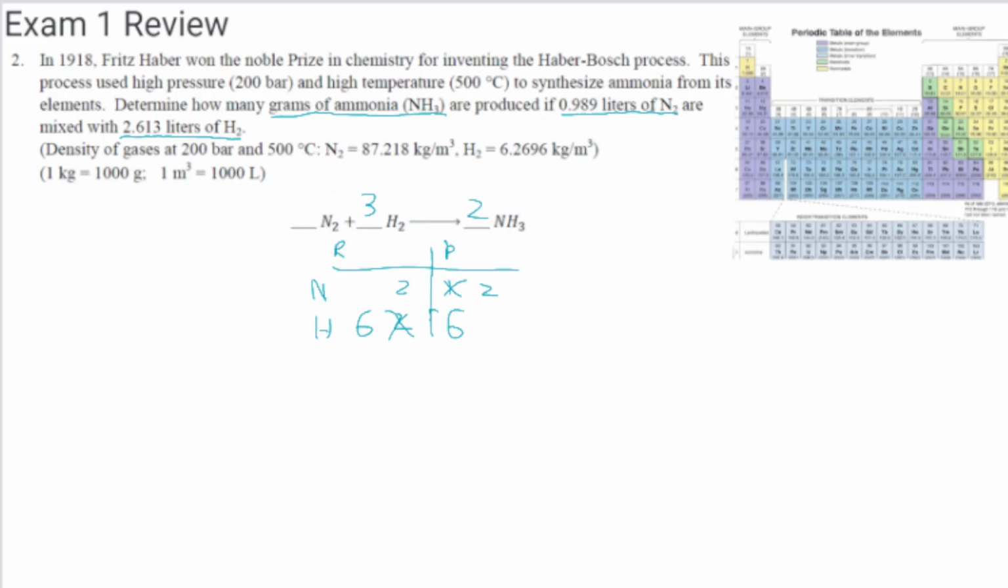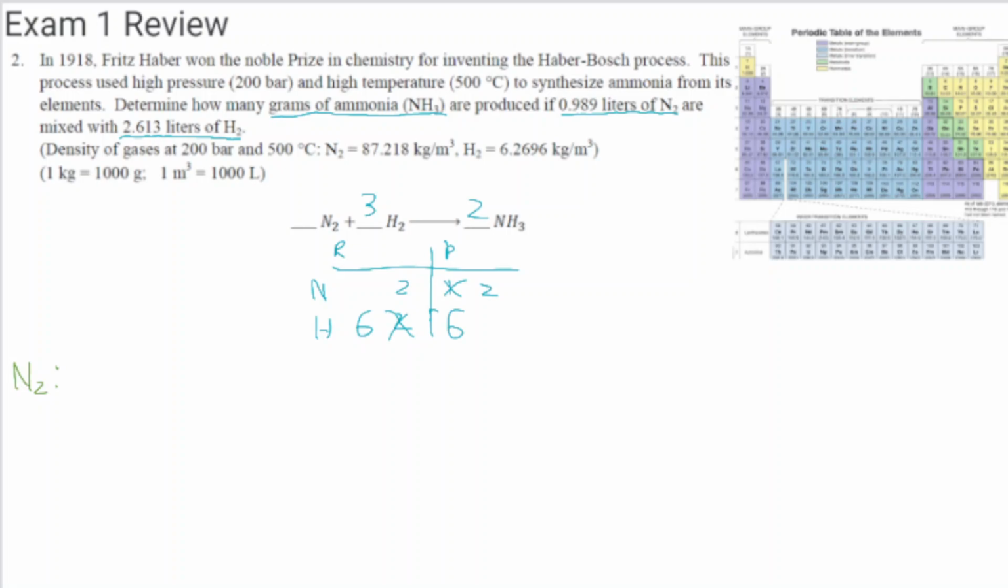So since we have essentially 2 quantities for our reactants, we know this is going to be a limiting reactant problem, meaning we need to essentially solve this problem twice. So that's what we're going to do. We're going to do one with nitrogen, and then we'll do another one with hydrogen.